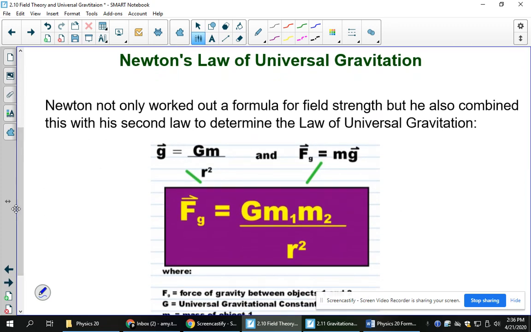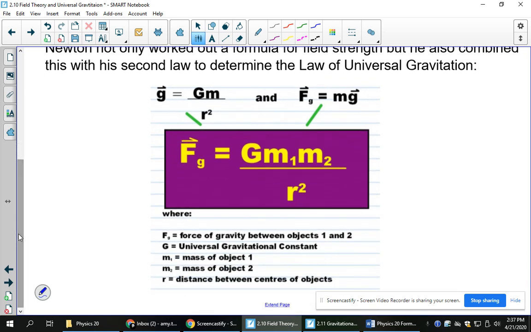Here's the next formula in your formula sheet. It's called Newton's law of universal gravitation. So he not only worked out a formula for field strength like we just worked with, but he also combined this with his second law, F equals ma, to determine the law of universal gravitation. So this one is Fg equals big G times 2 masses divided by r squared.